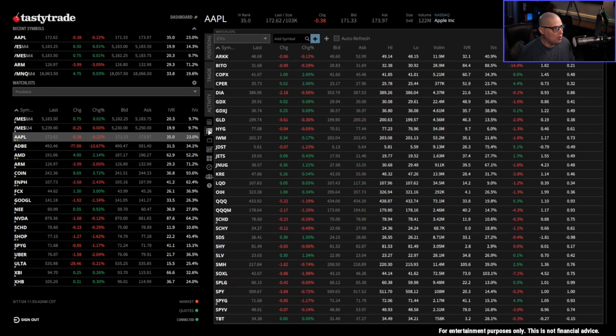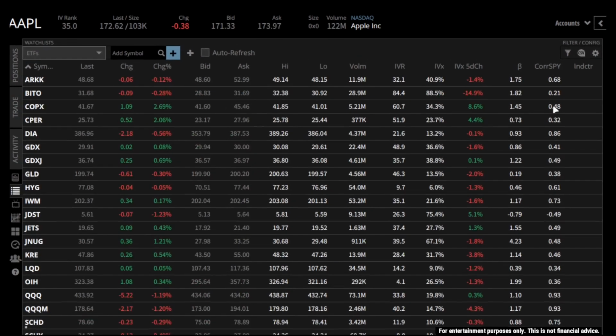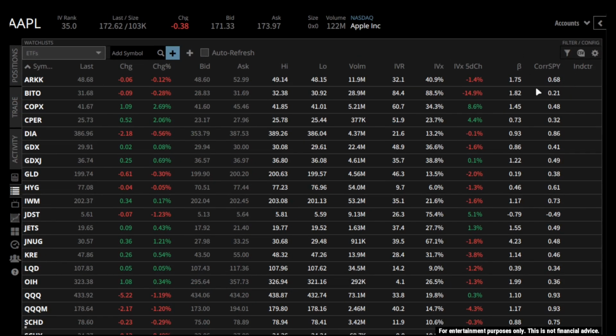So let me go to a watch list. I'll go to my watch list for ETFs, and I have a column over here for correlation SPY. Let me move my head out of the way so you can see. So this is core SPY. Let's see if I can zoom in on that. So core SPY, that's correlation to SPY, and you can see what correlation to SPY is.